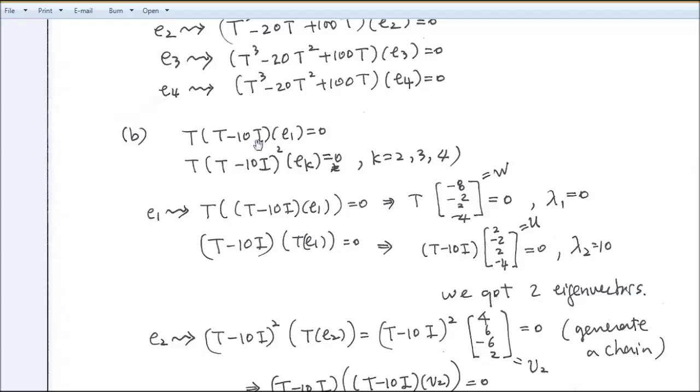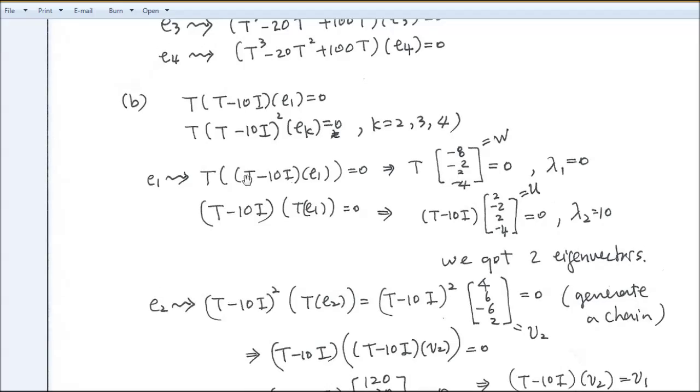You stick E1 into that. Well, I reorganized it in here. So E1 goes through t minus 10I, it becomes this vector, -8, -2, 2, and -4. Then this vector goes through t and becomes 0, right? That's the eigenvalue 0. It's 0 times that. The kernel is eigenvalue 0. So I get this eigenvector for free. I got one eigenvector of eigenvalue 0.